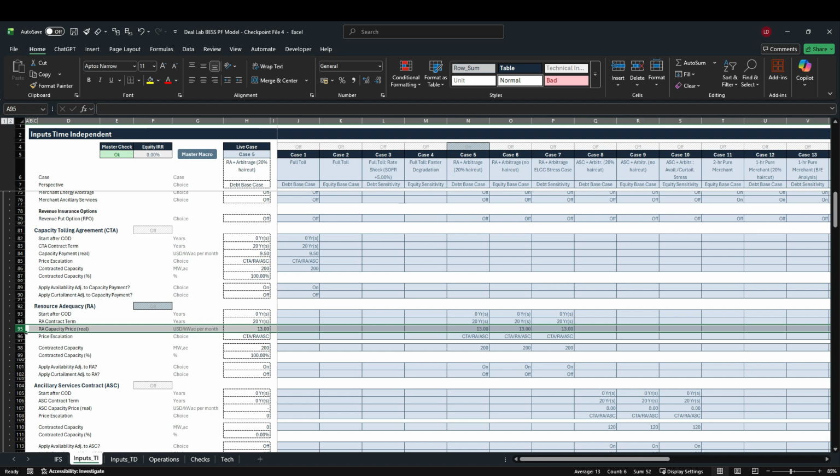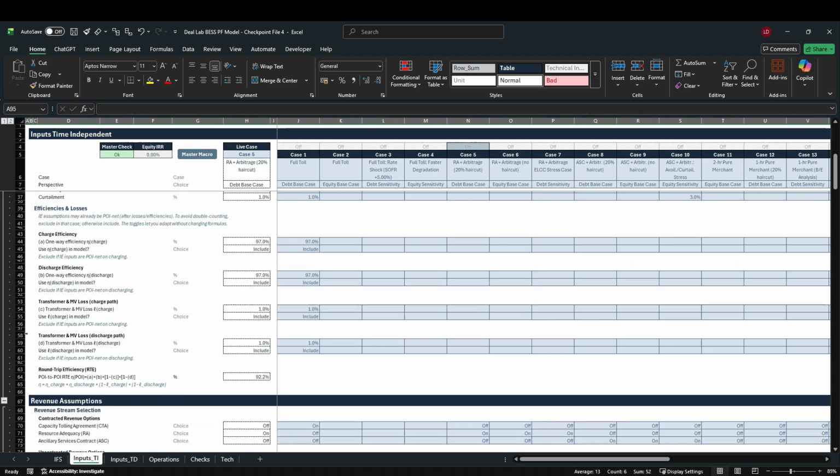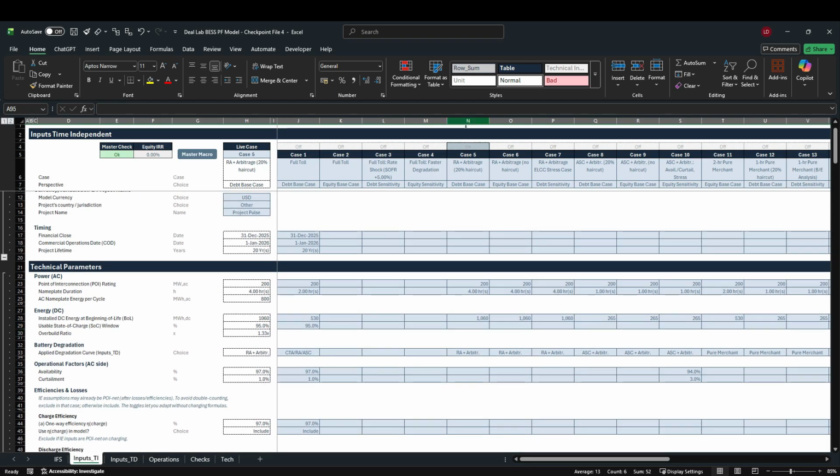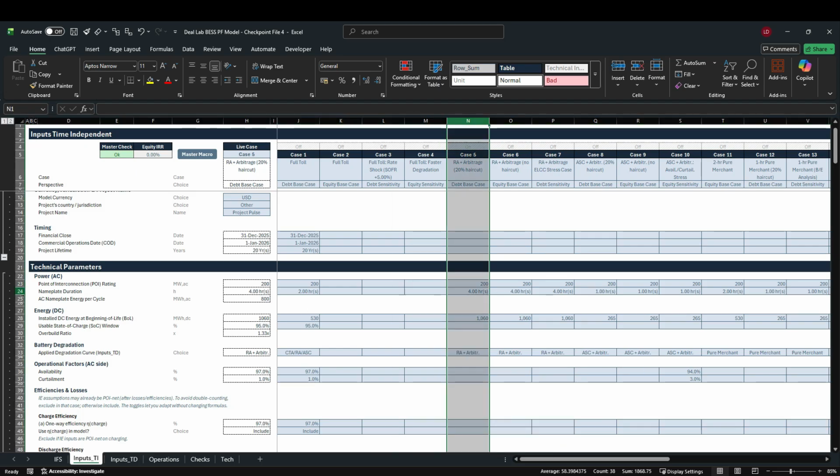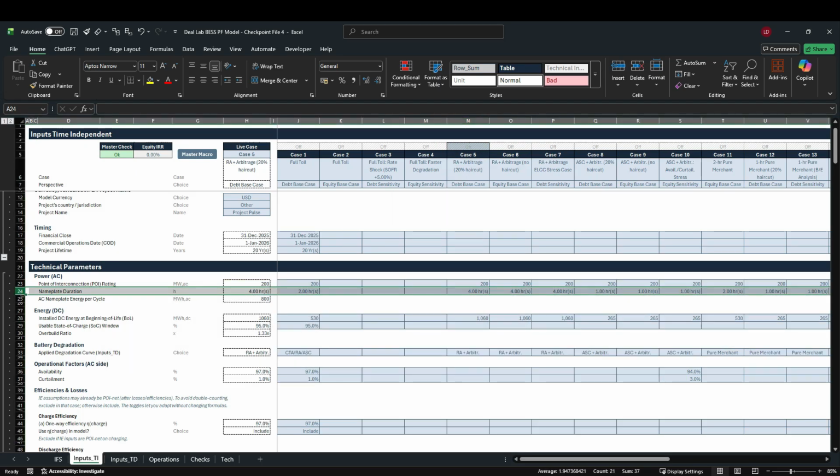This price may seem much higher than the CTA price, but since we have to spend almost double the amount of capex to build a 4-hour versus 2-hour BESS, this higher price is actually necessary to make the project's returns acceptable. The main structural difference versus the CTA case is that we now have a 4-hour nameplate duration, and resource adequacy cares about that 4-hour deliverability plus the ELCC path.